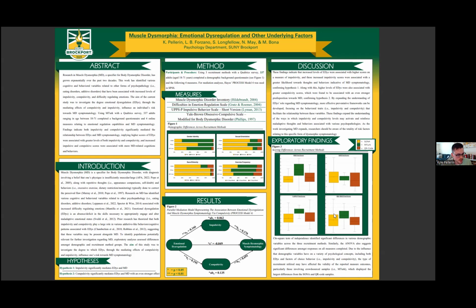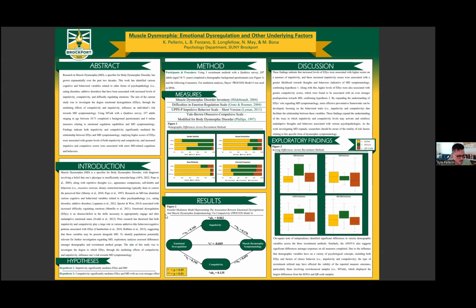So we thought that this might suggest that these variables are present alongside muscle dysmorphia as well. With that being said, the aim of the current study was to investigate the degree to which emotional dysregulation, through the mediating effects of impulsivity and compulsivity, influences an individual's risk towards muscle dysmorphia symptoms. Mediation involves the explanation of the underlying variables that act to associate a predictor and an outcome variable, which in this case, as we can see down here, is between emotional dysregulation as the predictor and muscle dysmorphia symptomatology as the outcome variable.